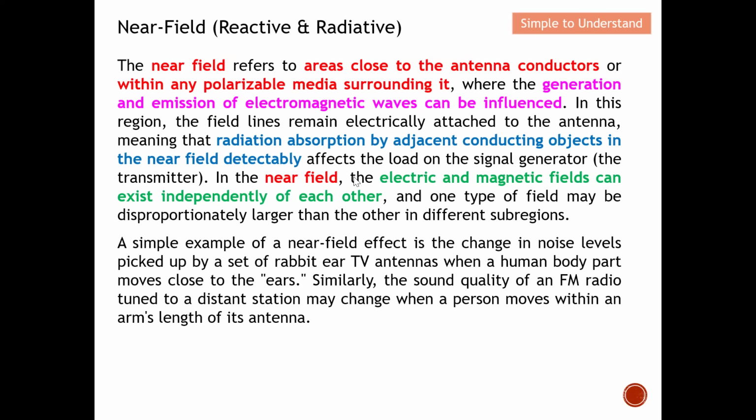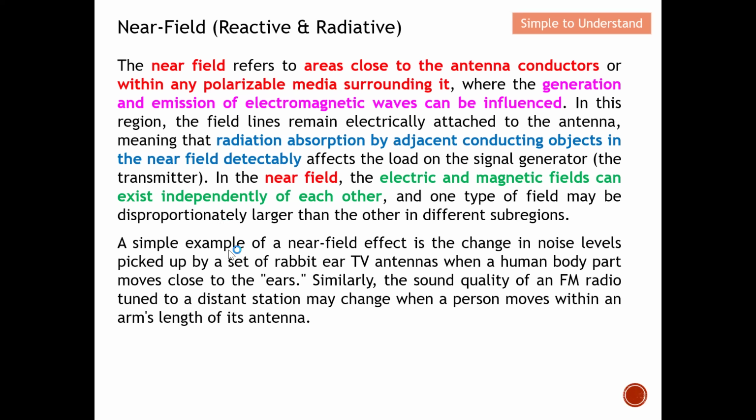In the near field, the electric and magnetic fields can exist independently. So in the near field, you can have either a dominant E field or a dominant magnetic field. In short, these two can exist independently. They don't depend on each other. One type of field may be appreciably larger than the other in different sub-regions. So either the E field can be bigger than the H field, which is the magnetic field, or the H field can be bigger than the electric field.